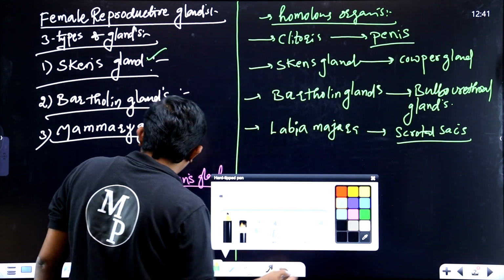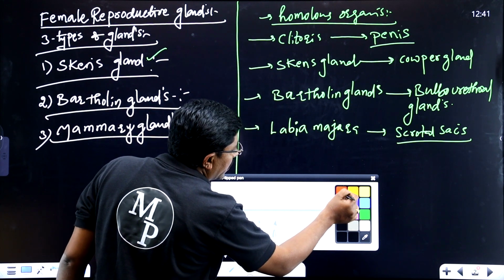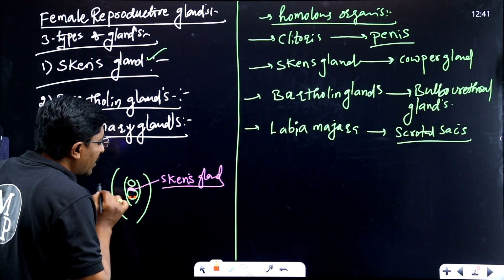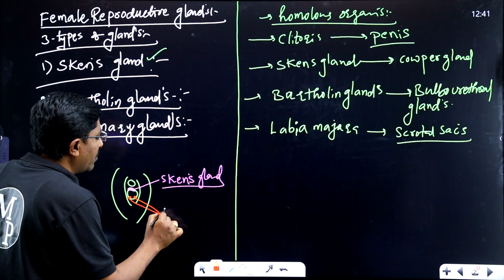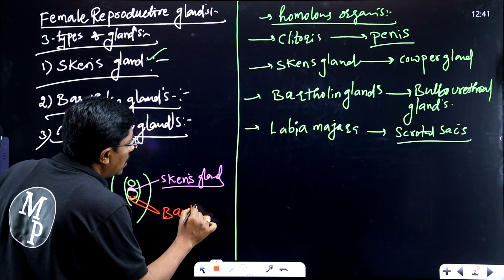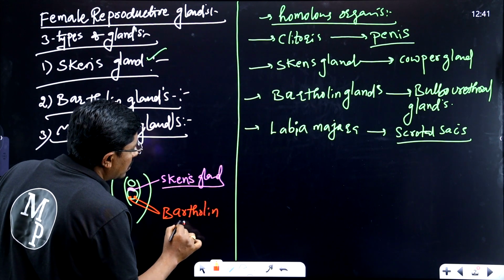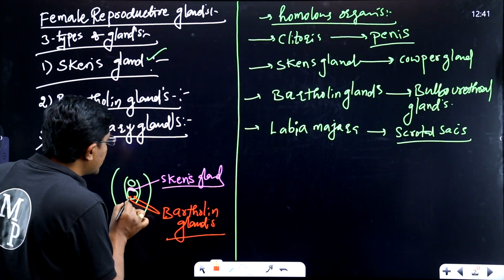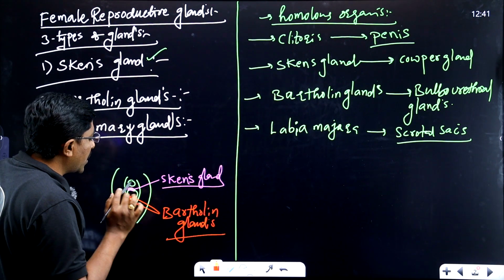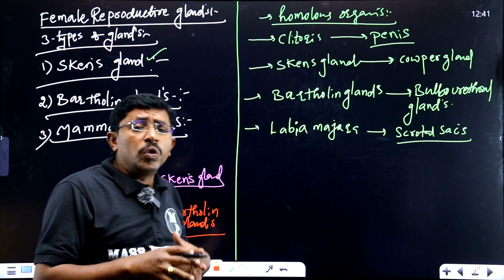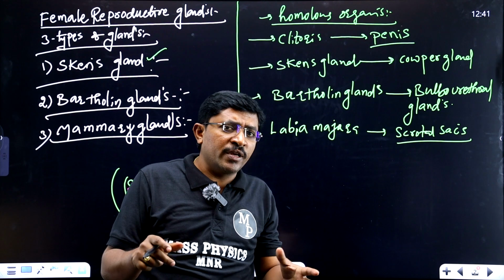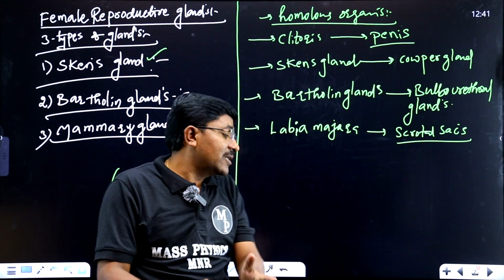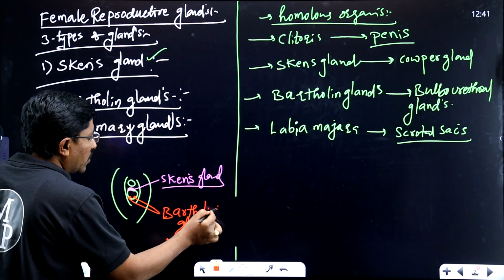Next, the second type of glands are the Bartholin glands. The Bartholin glands are located at the posterior part of the vaginal orifice. These Bartholin glands are present posterior to the vaginal orifice, and they help in lubricating the vaginal orifice. The vaginal orifice is always lubricated because of the presence of these Bartholin glands.